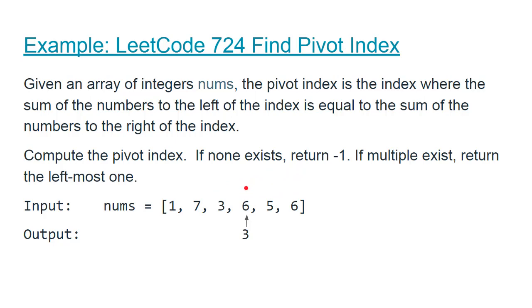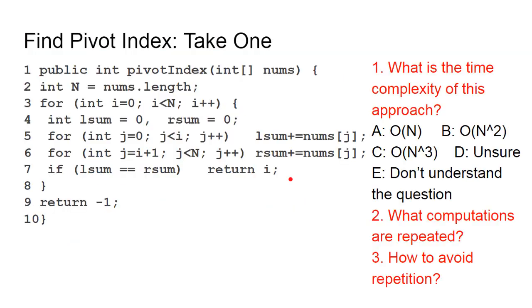The question asks us to compute the pivot index, and if none exists, we return -1. If there are multiple pivot indices, we return the leftmost pivot index. So this is the natural solution: let's just try every single index and see whether it is a pivot index. If it is, we will return that.